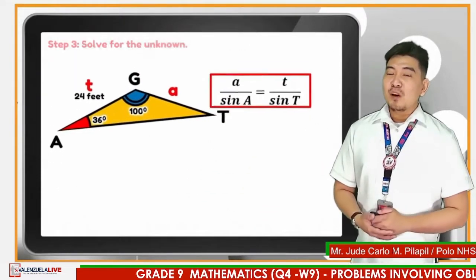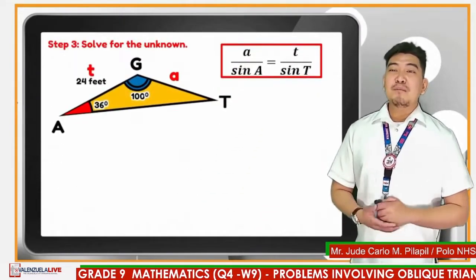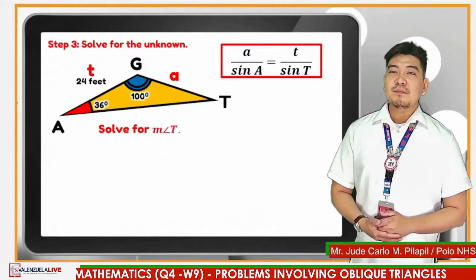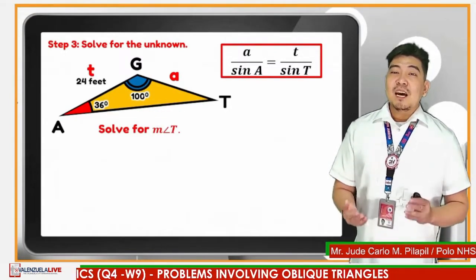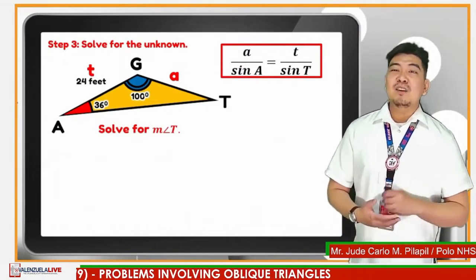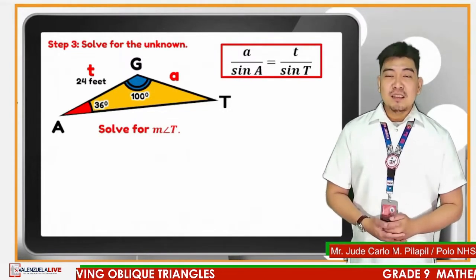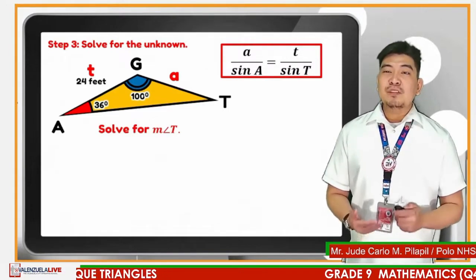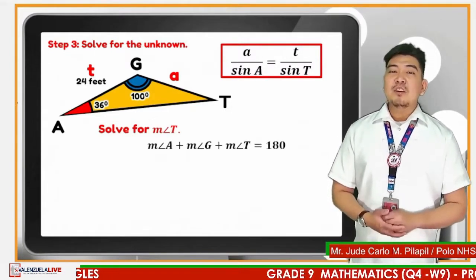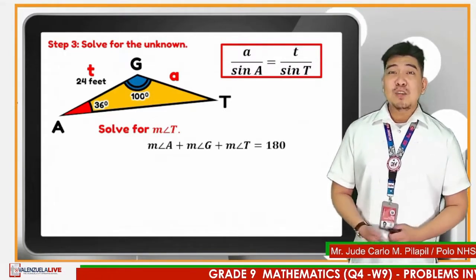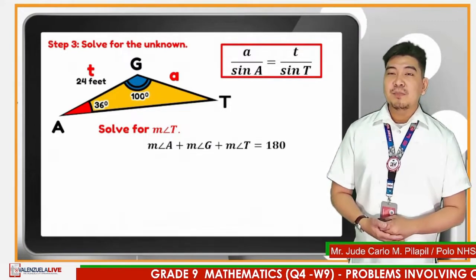Before we use the formula, let us solve for the measure of angle T, since it is a value that is needed in the formula that we are to use. To solve for the measure of angle T, we apply the theorem stating that the sum of the interior angles of a triangle is equal to 180 degrees.